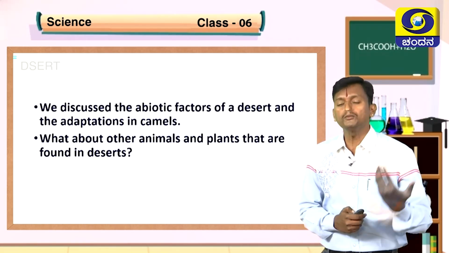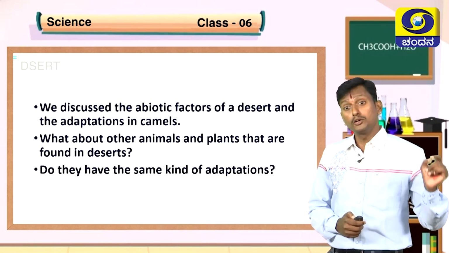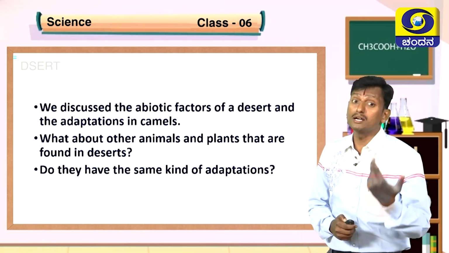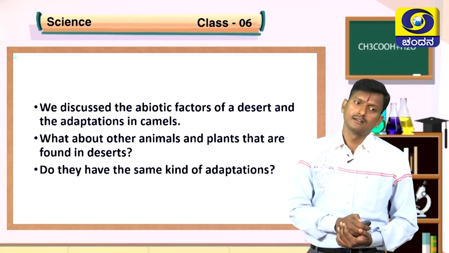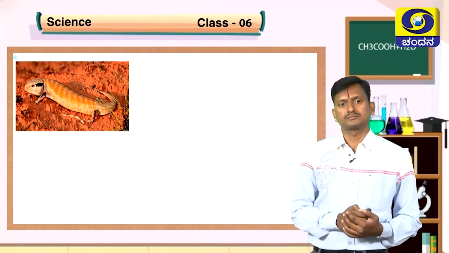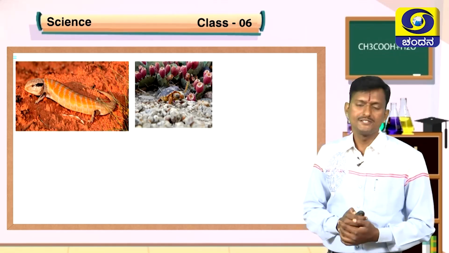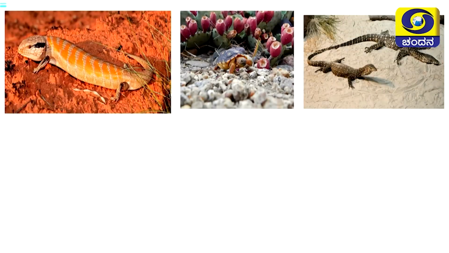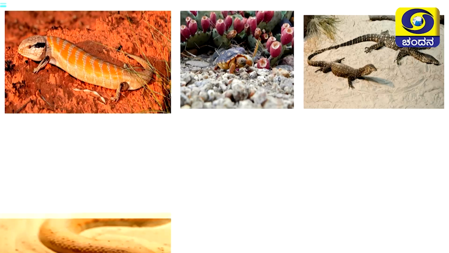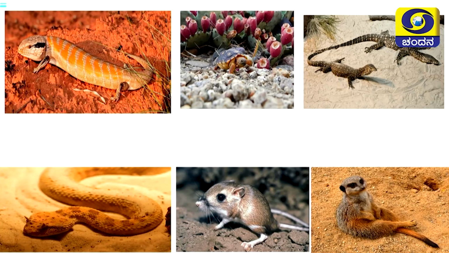Then how do they adapt to desert conditions? Do they have the same kind of adaptations? See here, a type of lizard, cactus plants, a tortoise, iguana, lizards, snake, a rat and meerkats. Do they have the same type of body structures like camels?